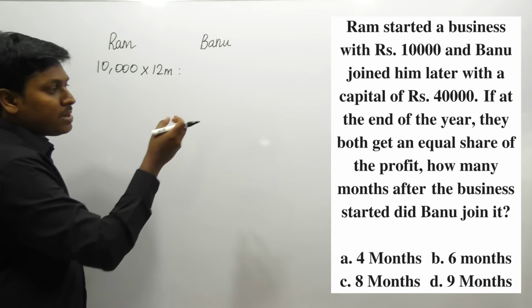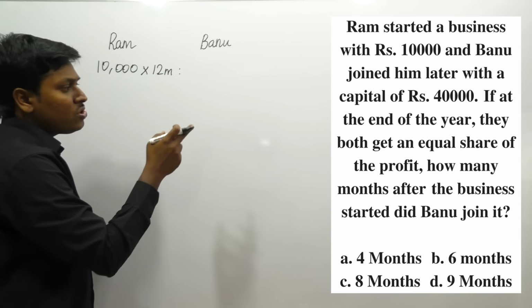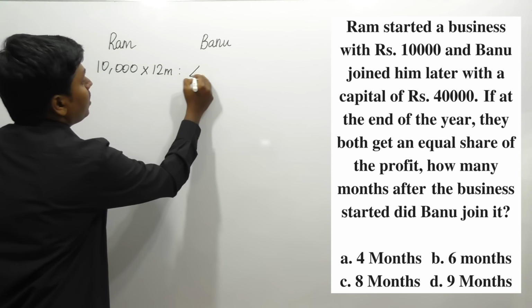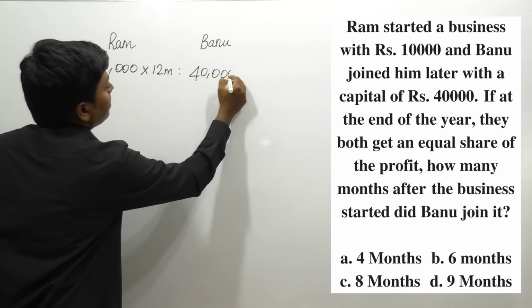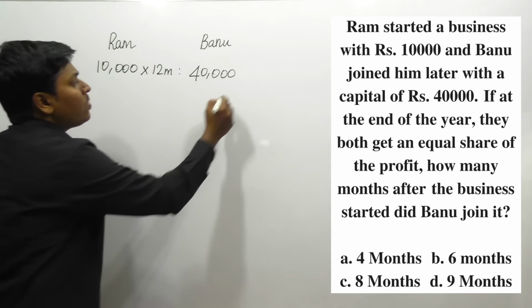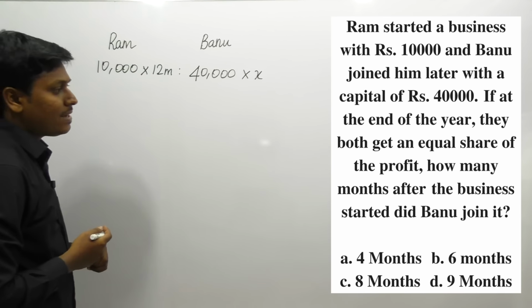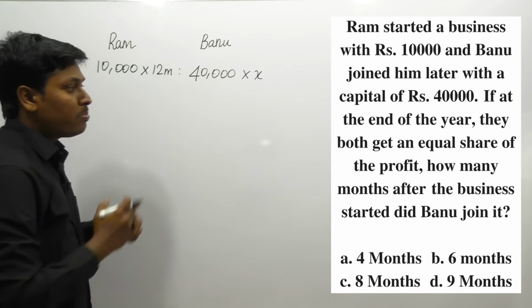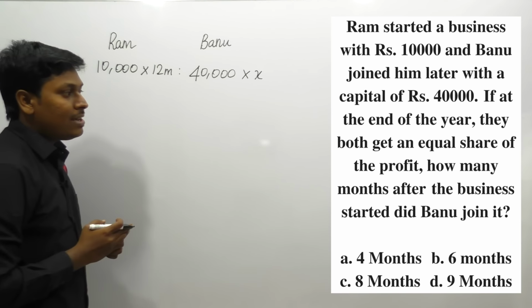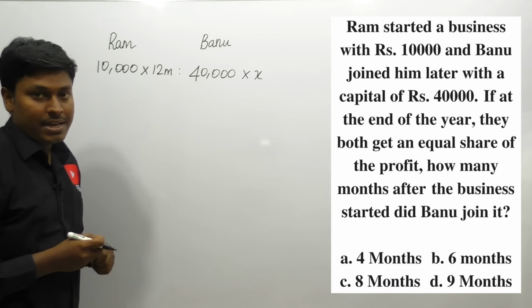And the second is the person Banu, right? Next, Banu joined him later with the capital of 40,000, right? So Banu joined the business with 40,000, but we don't know for what duration Banu was in the business, right? So let me assume it as X. But listen here friends, the most important words: if at the end of the year they both get an equal share.